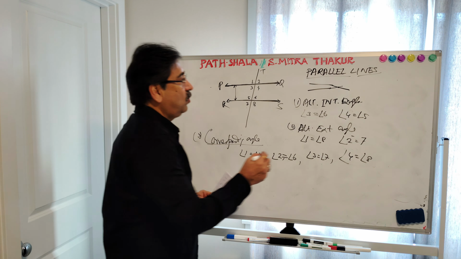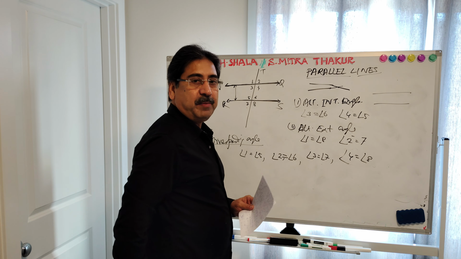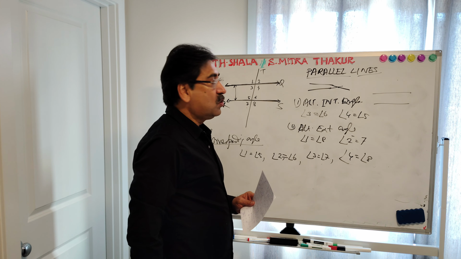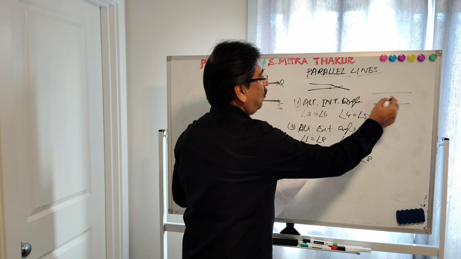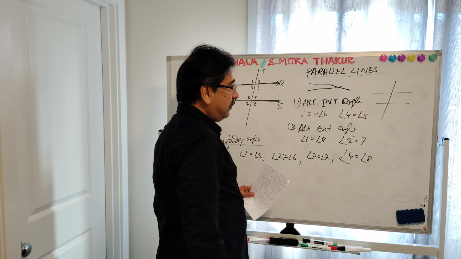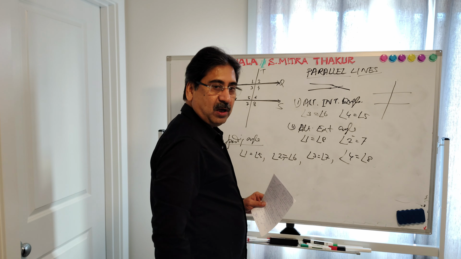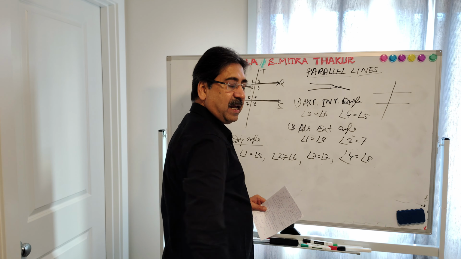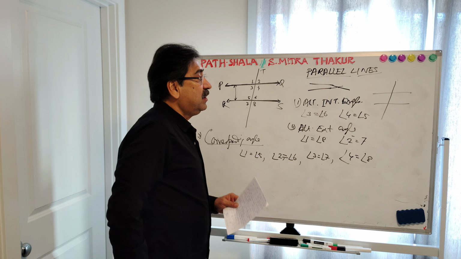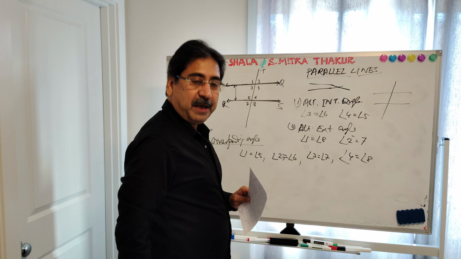So if the question is, in which condition will two lines be parallel? In that condition, I will draw a transversal line. If I prove that two alternate interior angles are equal, or alternate exterior angles are equal, or corresponding angles are equal, okay, then we will say these two lines are parallel.